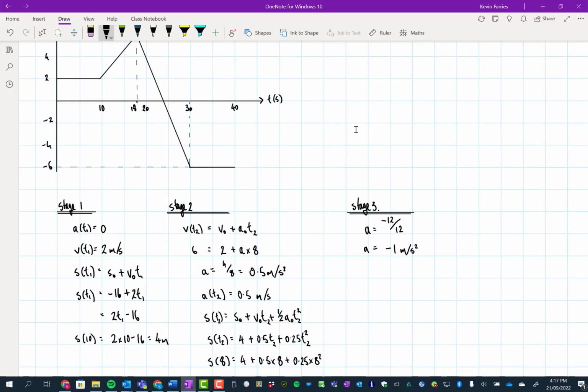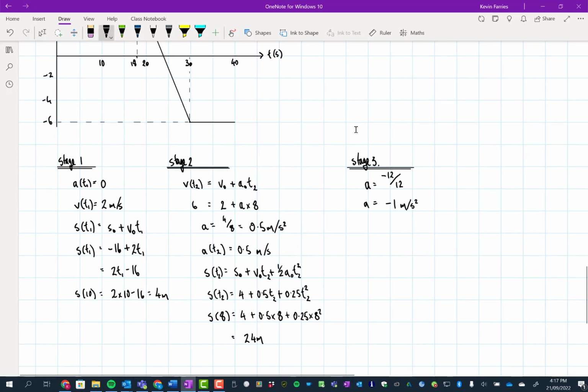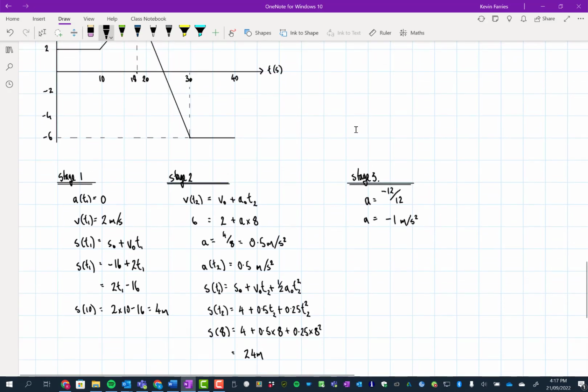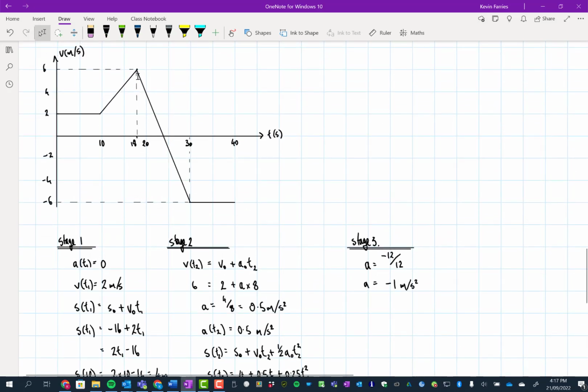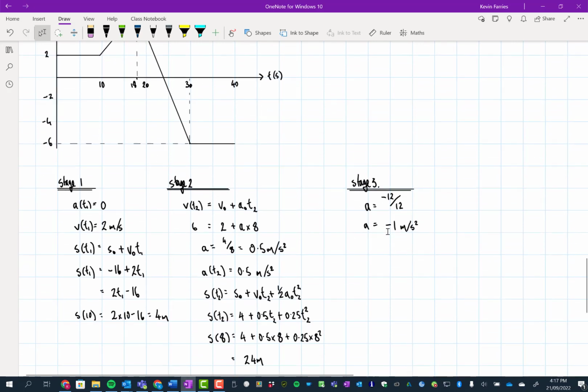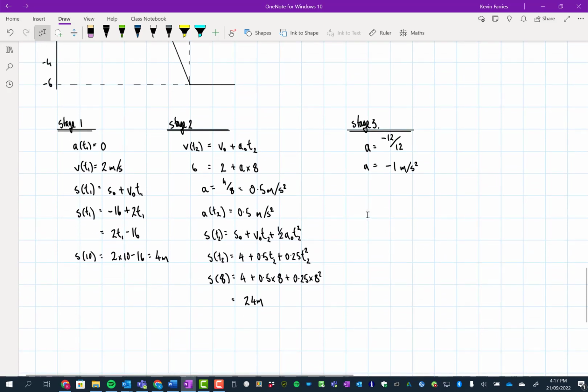I'm just noticing that I've done that wrong. Meters per second squared, meters per second squared, just for the accelerations. Does that make sense? We've changed in the negative direction 12 meters per second in 12 seconds, so that makes sense. So we've now got our acceleration.